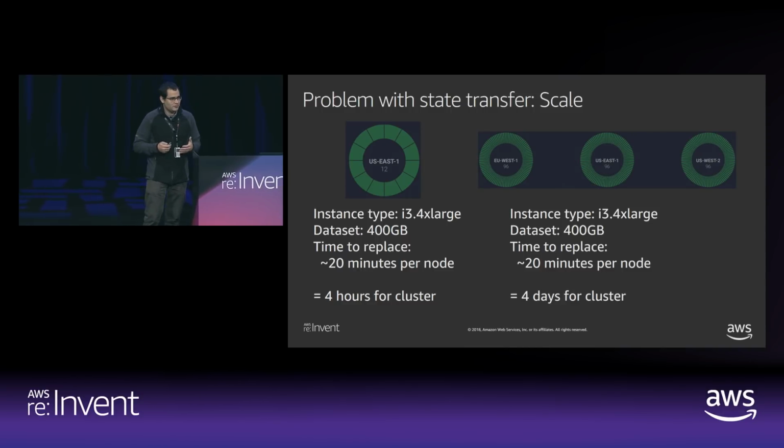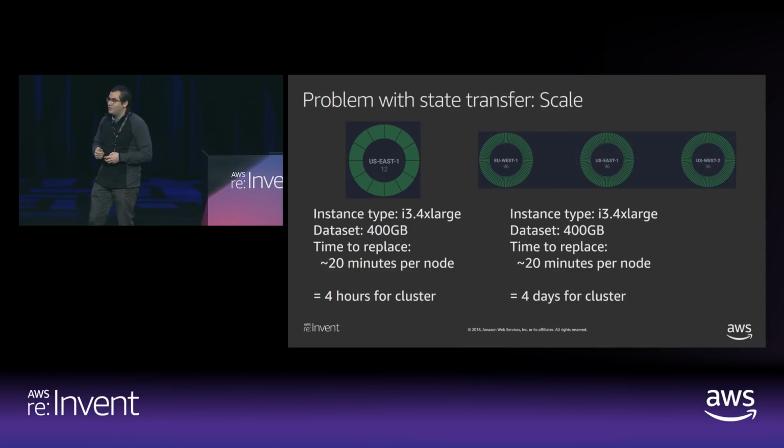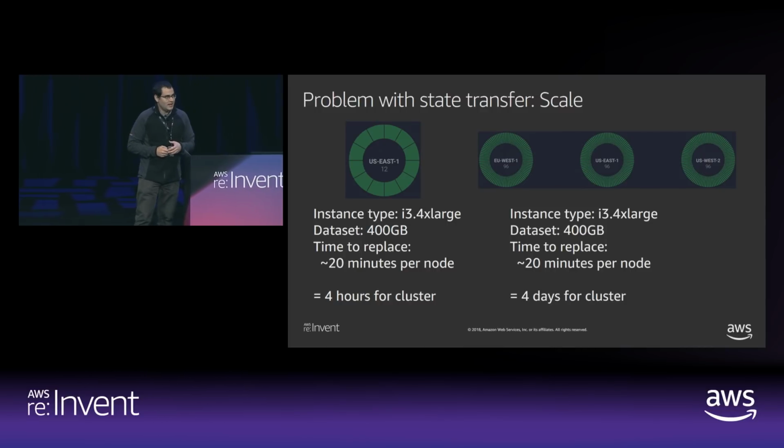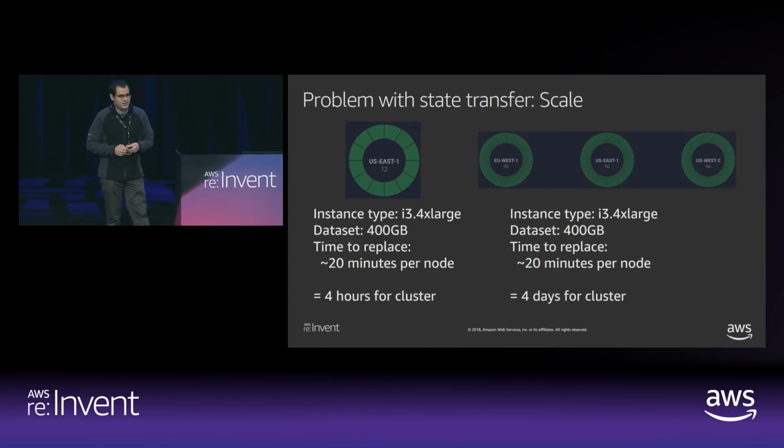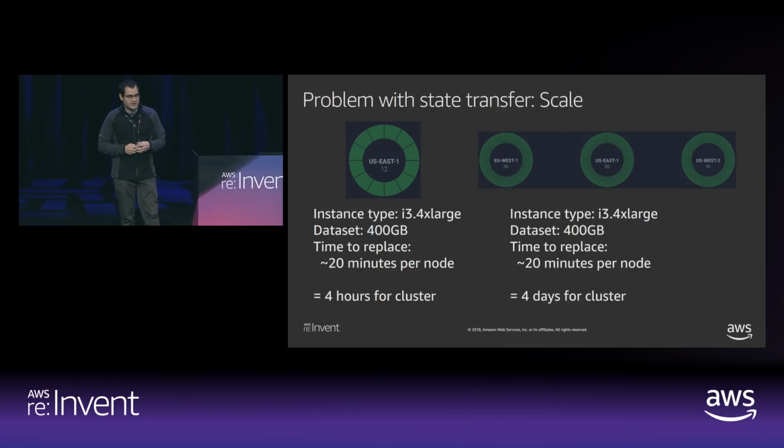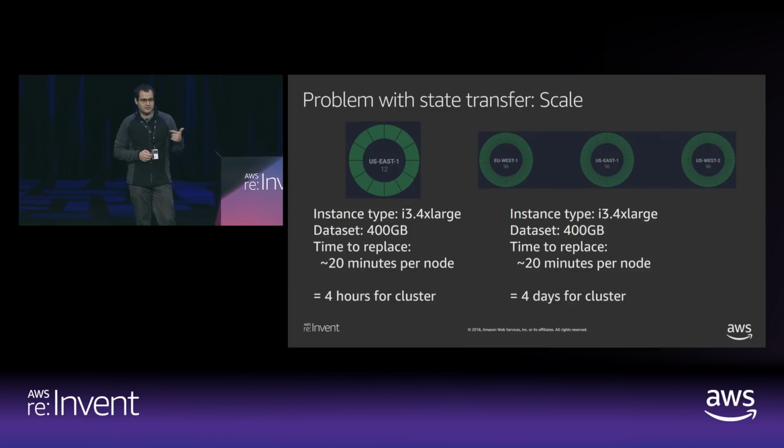We're making sure that we don't have any performance impact. And now we hit this really annoying problem, which is that when you're running at scale, the naive algorithm doesn't work so well. On the left here, you see a 12-node cluster, which if we do one node at a time with a 400 gig data set, takes about 20 minutes for 400 gigs to transfer with i3 4x larges. So doing one node at a time with this process of replacing instances would take you 4 hours.